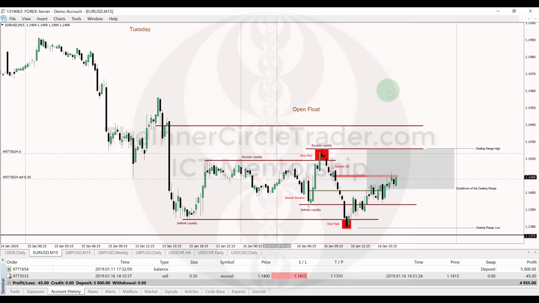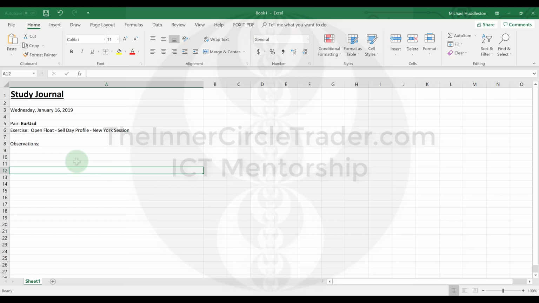Okay. And while this is doing what it needs to be doing, we're going to go over to the log. So today I have a study journal entry exercise and example, if you will. Today's Wednesday, January 16, 2019. The pair I did a drill on was the euro dollar. Exercise was open float using a sell day profile, trading in the New York session.